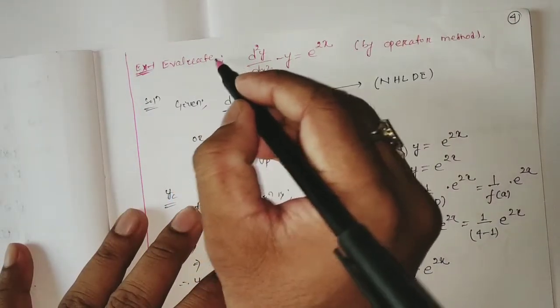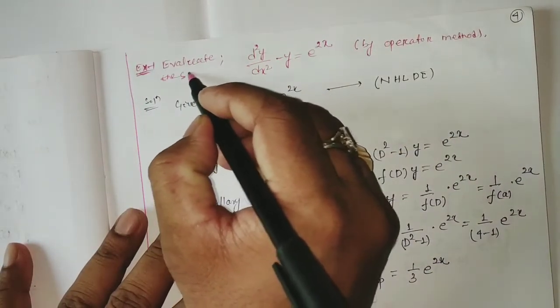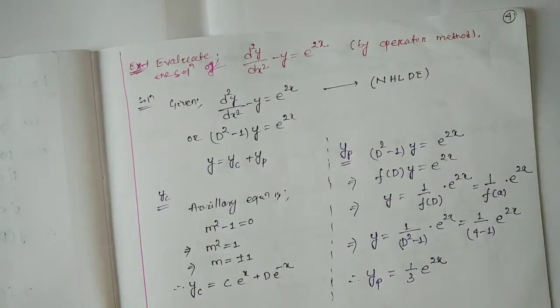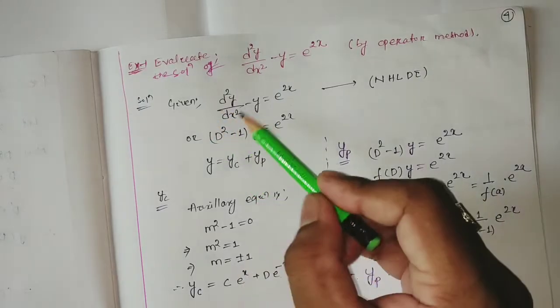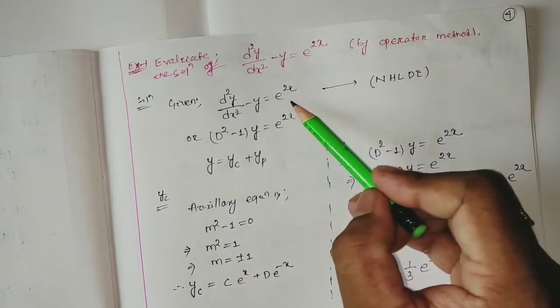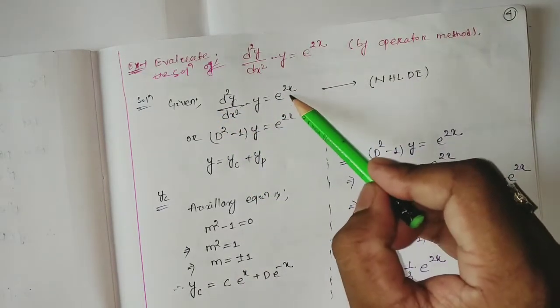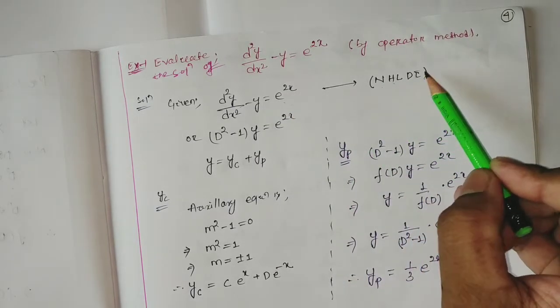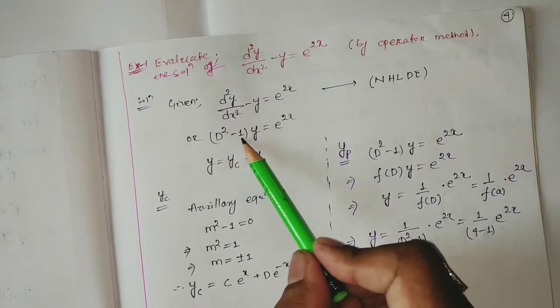Not evaluate only, evaluate the solution. Solution of this much by operator method. So here given that d square y by dx square minus y equals e to the power 2x. As the right hand side is a function of x, this is a non-homogeneous linear differential equation. So this can be written as (d square minus 1) y equal to e to the power 2x.